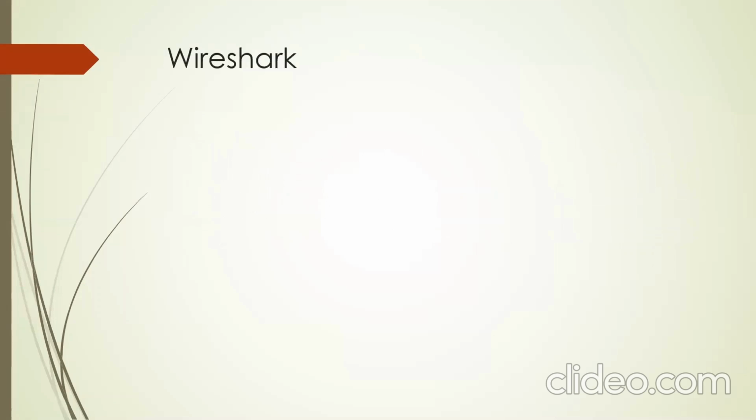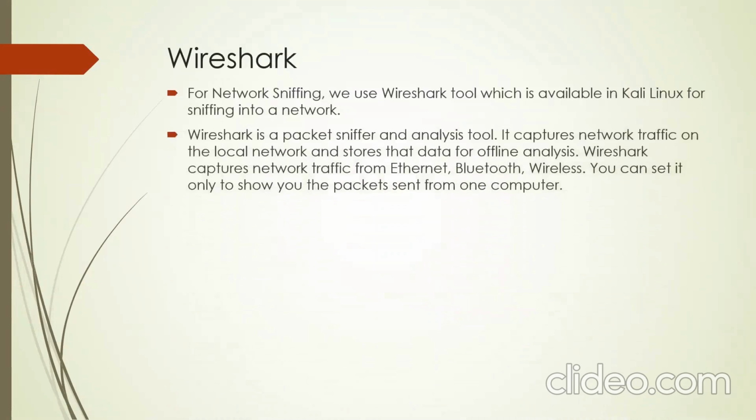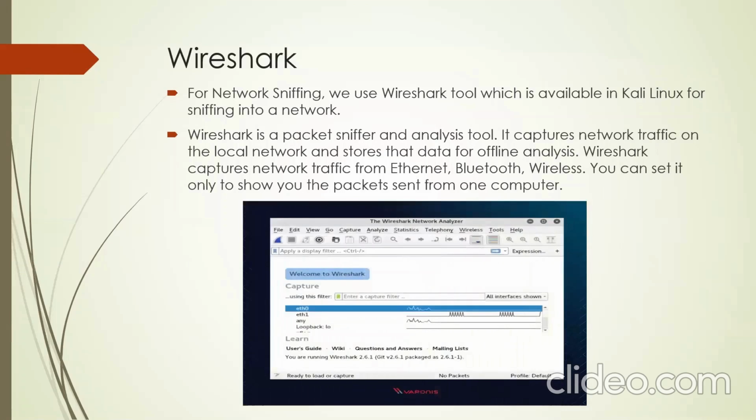So we'll be using a tool called Wireshark. For network sniffing, we use the Wireshark tool, which is pre-installed in Kali Linux. Wireshark is a packet sniffer and analysis tool. It captures network traffic on the local network and stores that data for offline analysis. Wireshark captures network traffic from Ethernet, Bluetooth, wireless. You can set it to show only the packets sent from one computer. So this is a small screenshot of how the tool looks.